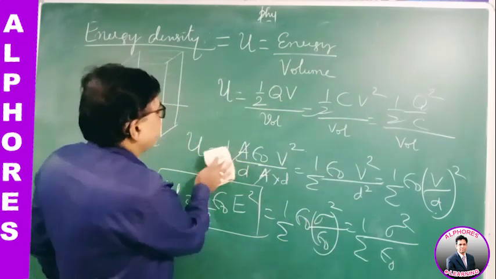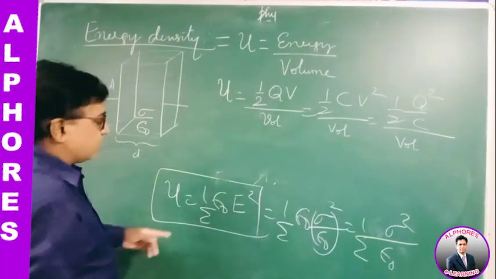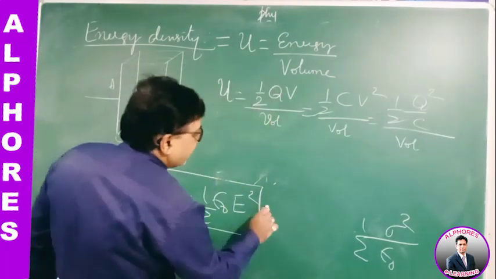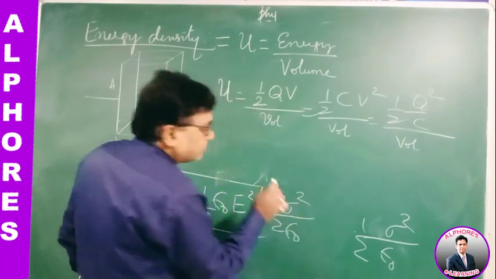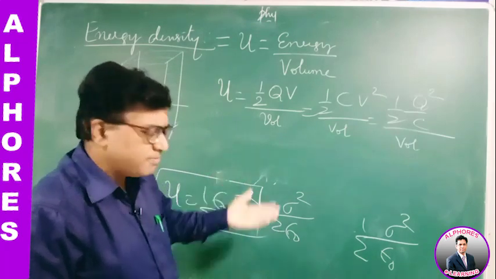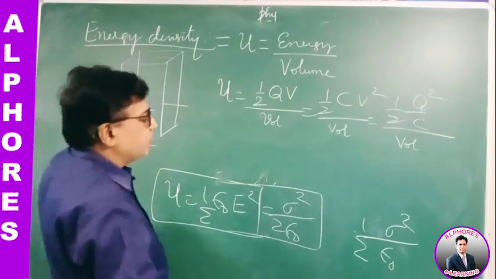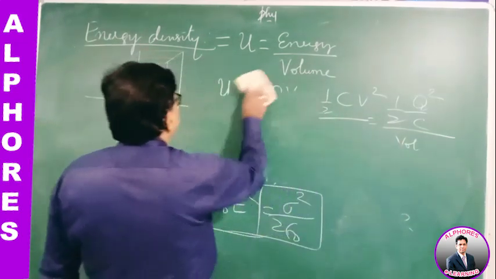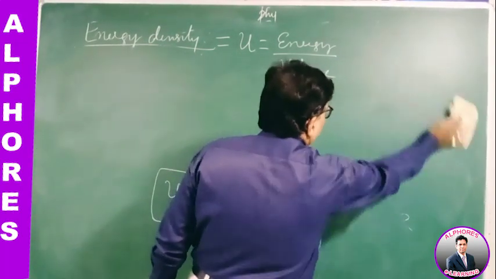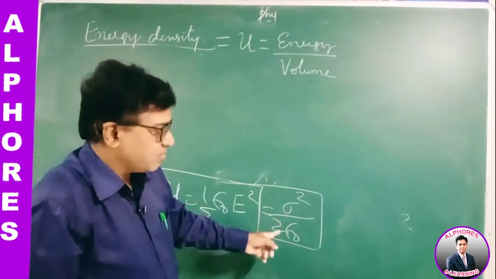I simplify to give you half epsilon naught V by D whole square, or half epsilon naught E square, or sigma square by 2 epsilon naught. Since sigma is Q by A, it is Q square by 2 epsilon naught A square. You can write it in different forms. Basically, we use this as the energy stored per unit volume, the energy density of the capacitor: half epsilon naught E square or sigma square by 2 epsilon naught.